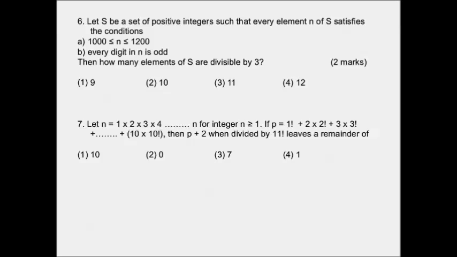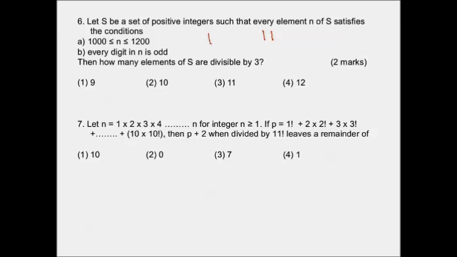So let's start with question number 6. S is a set of positive integers such that every element of S satisfies the following conditions, and every digit in N is odd. How many elements of S are divisible by 3? This range says that every number will have the first 2 digits as 1 and 1, because between 1000 and 1200 you'll have numbers starting with 1 and 1 only.